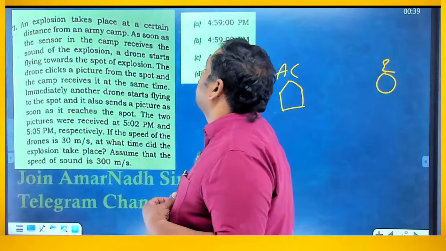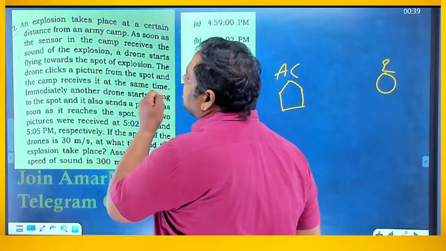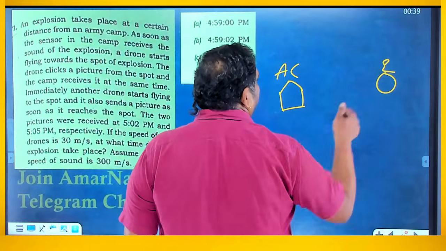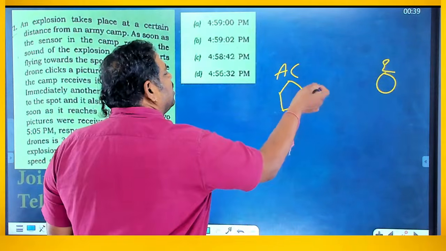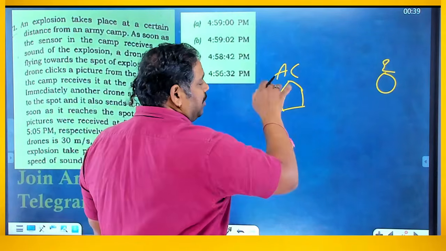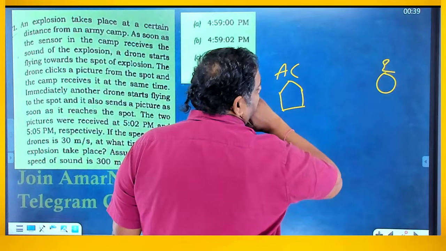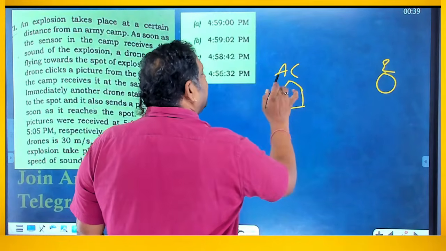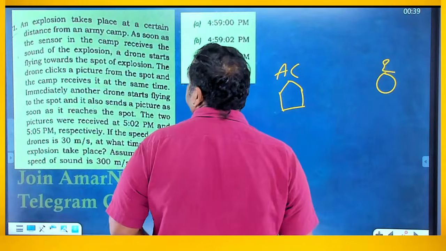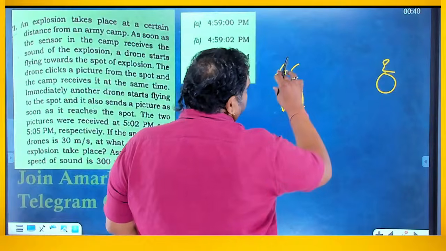What they mean is, as soon as the sensor in the camp receives the sound of the explosion, when the explosion happens, they will get alert once the sensor started receiving it, right? That's why definitely it will take some time. When it received, it sent a drone here. A drone starts flying towards the spot. The drone started to fly.